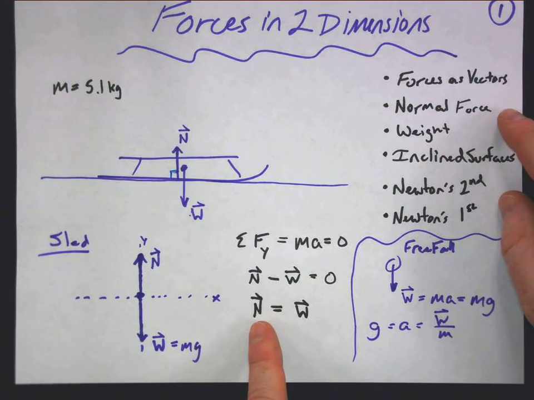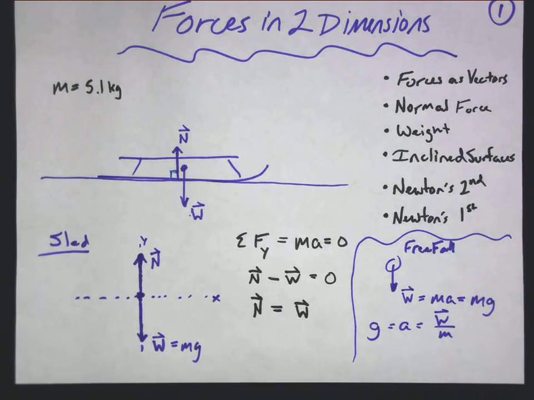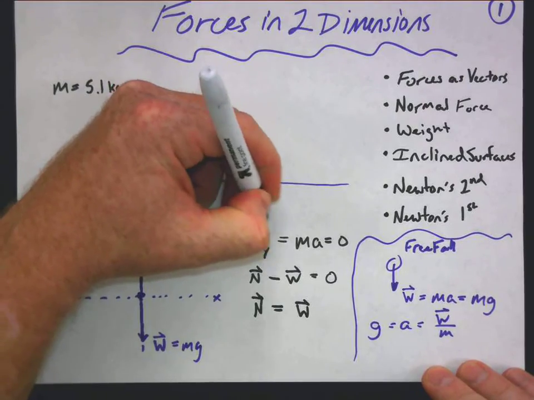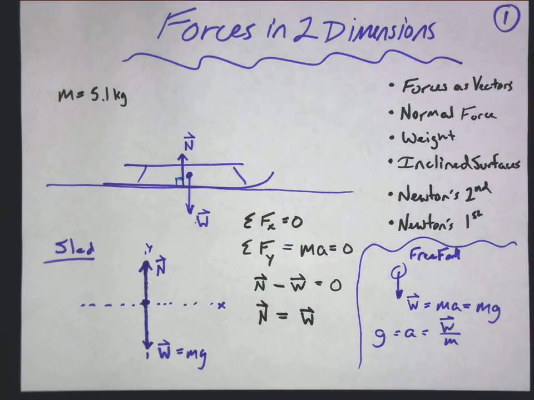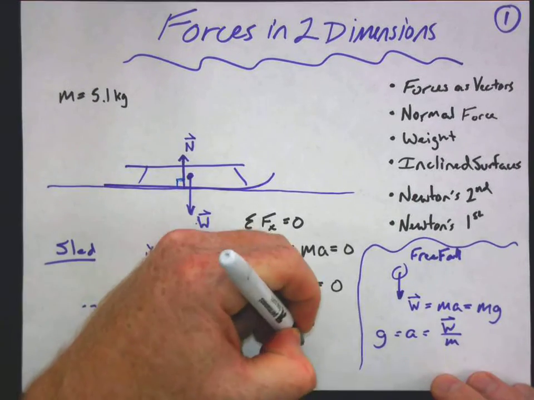What about forces in the x direction? Well, that's easy. The sum of forces in the x direction is 0, because there are none. There are no forces in the x direction in this situation. All right. Could we figure out the weight of the object, and therefore could we figure out the normal force? Yes, we can, because that's mg.